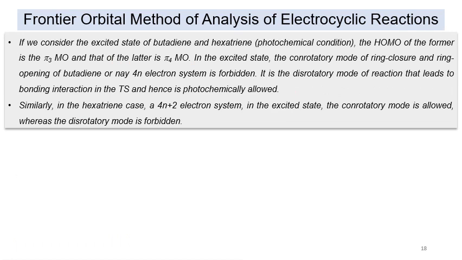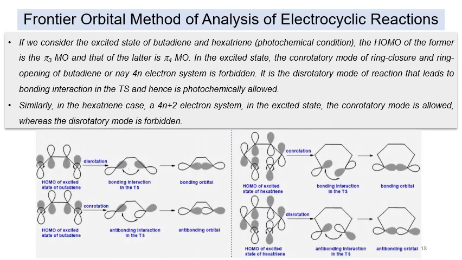Now, if we consider the excited states of both butadiene and hexatriene, that means under photochemical conditions. So what happens in the photochemical conditions? We excite one electron to the higher orbital, to the antibonding orbital. Therefore, it becomes a singly occupied molecular orbital and the HOMO for that particular system. In the case of butadiene, the HOMO now becomes the pi 3 molecular orbital, whereas for hexatriene, it becomes the pi 4 molecular orbital.